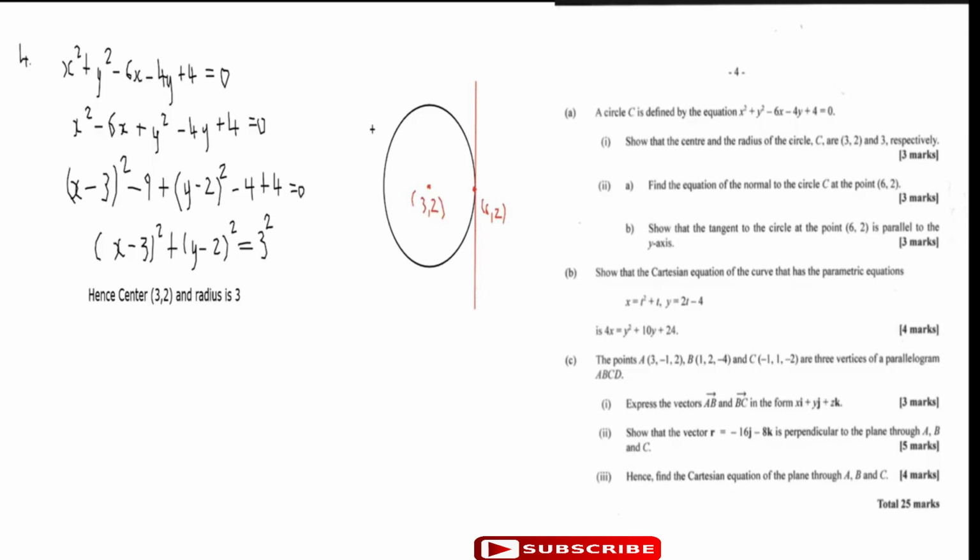Clearly, it's parallel to the y-axis. The y-axis would be right here in reality. This would be the y-axis in reality, and the x-axis would be somewhere here. Clearly, you can see it's parallel to the x-axis, but let's go ahead and work it out mathematically. So first thing is, if it is parallel to the y-axis, then the gradient of the tangent is infinity. All right, so that's what we need to show.